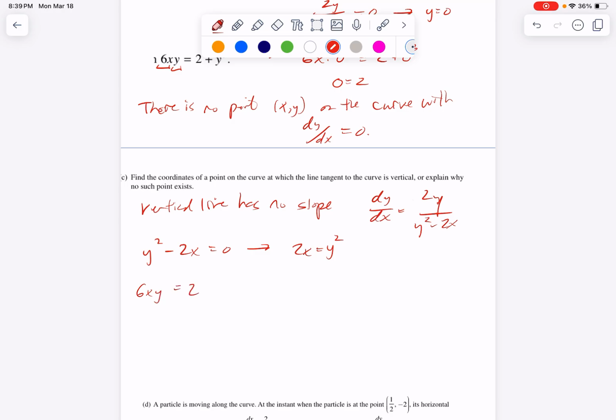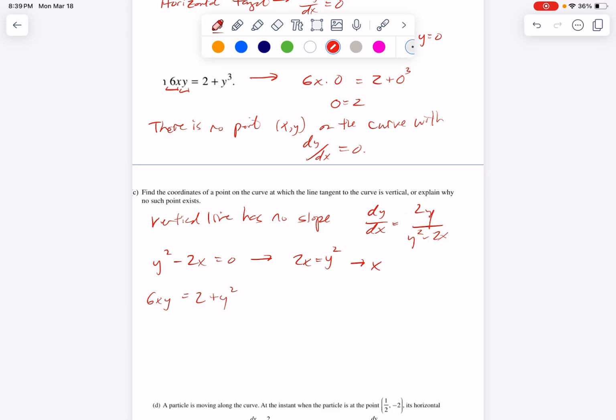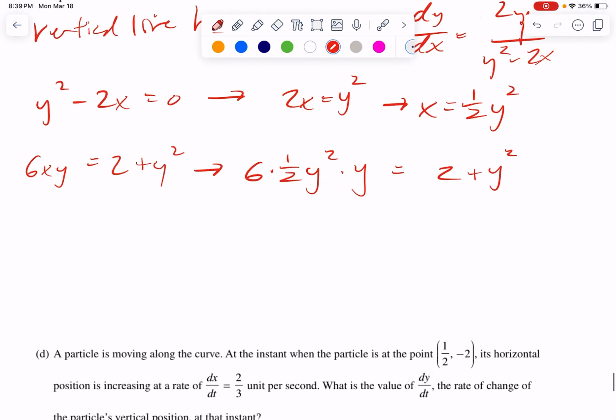2xy equals 2 plus y squared. Let's actually isolate y, so we'll say it's 1/2 y squared. Let's see if we can solve this. So we would have 6 times x, which is 1/2 y squared, times y is equal to 2 plus y squared. So this means 3y cubed is equal to 2 plus y.